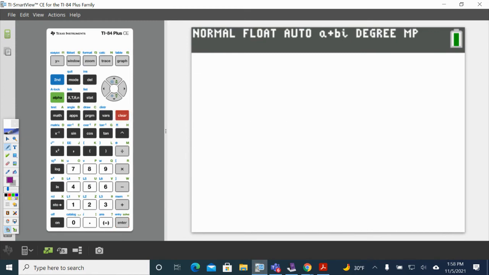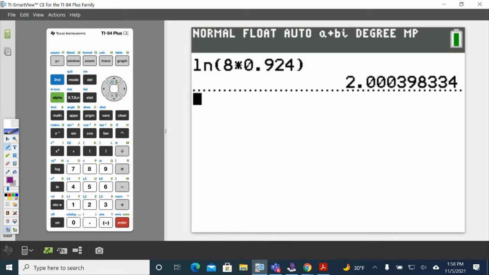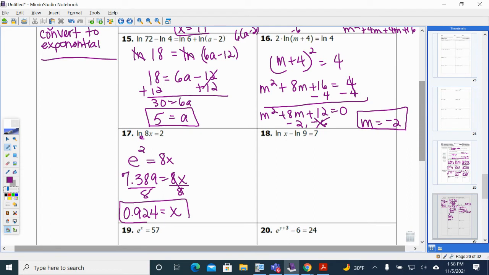Let me show you where the natural log is. If you find log, right underneath log is natural log. And we're going to do 8 times that 0.924. And this should equal 2. Close enough. So that's my answer on that one.